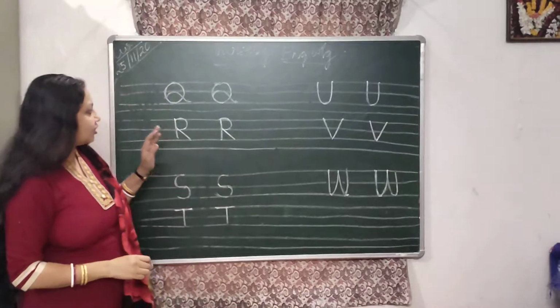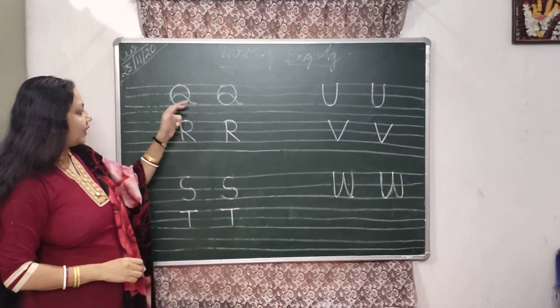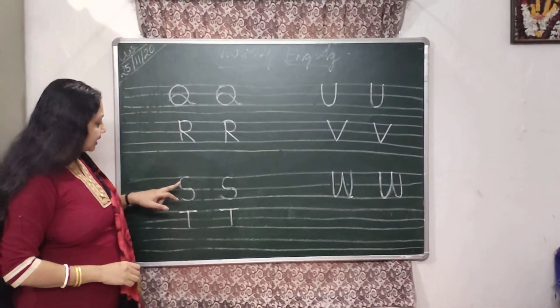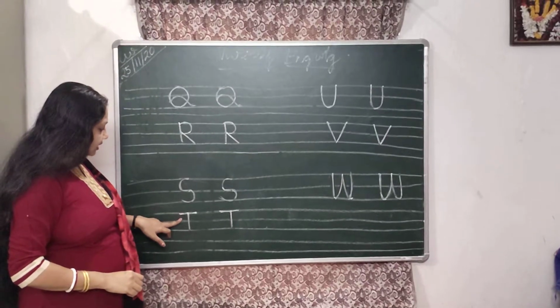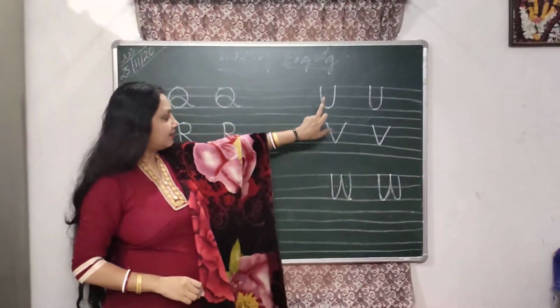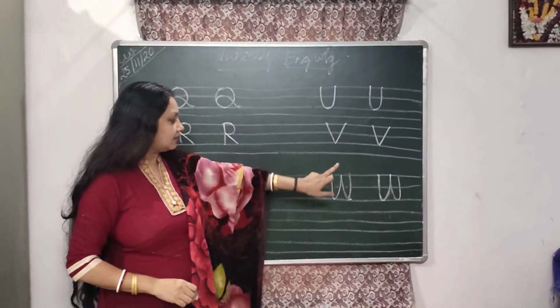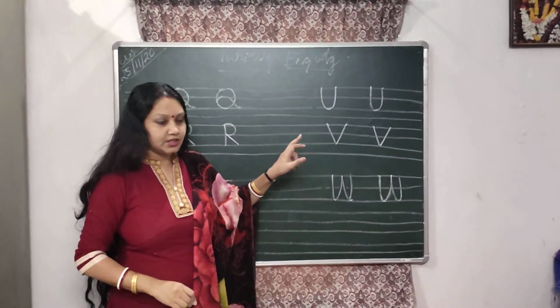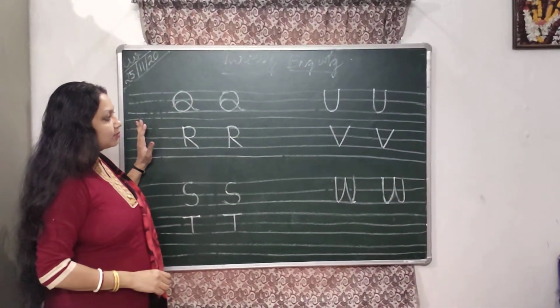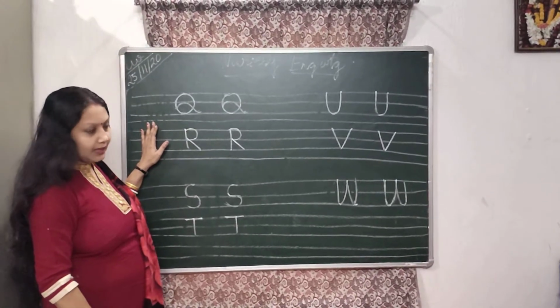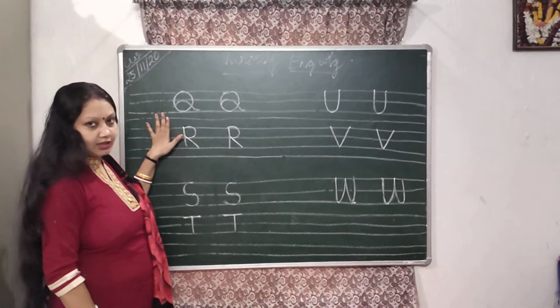So children, this is your today's work. Q for quill, R for rose, S for sun, T for tree, U for umbrella, V for van, W for watch. So this is your second unit test portion. Children, practice this properly. Write very neatly in your English copy.